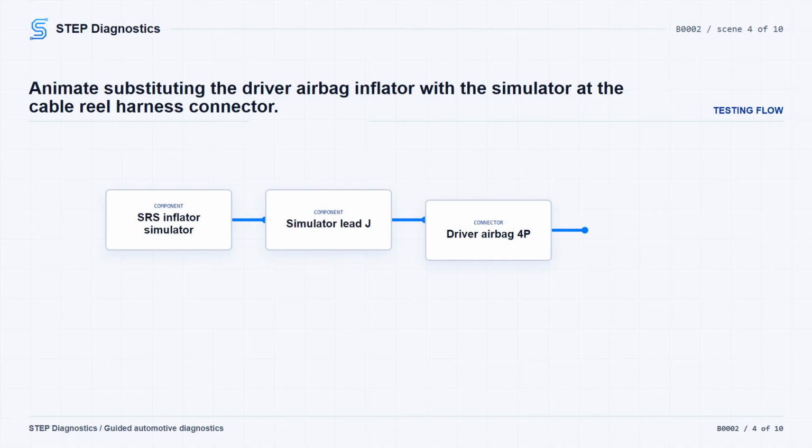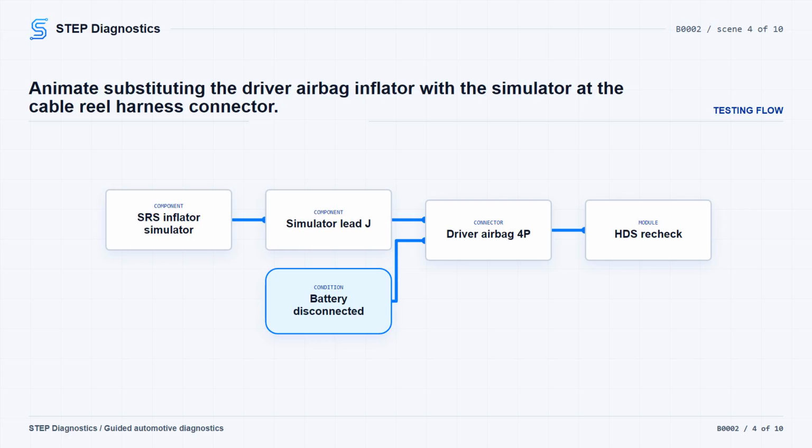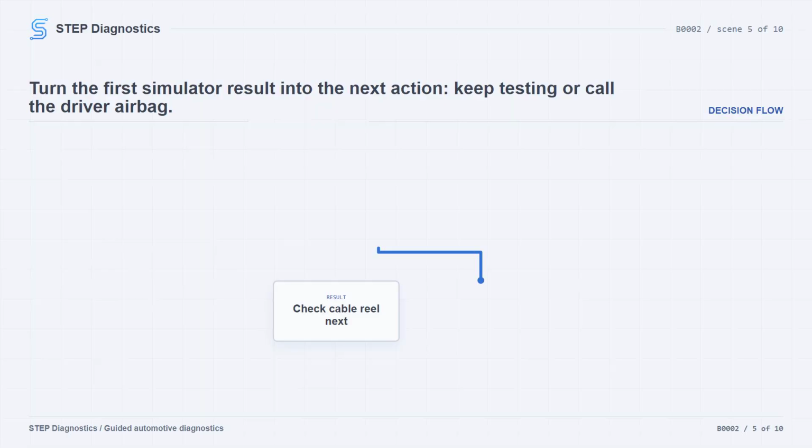Next, isolate the driver's airbag inflator from the rest of the circuit. Turn the ignition switch to LOCK (0), disconnect the negative battery cable, and wait at least 3 minutes. Remove the steering wheel access panel and disconnect the driver's airbag inflator 4P connector on the cable reel harness. Connect SRS simulator lead J to the SRS inflator simulator using the 2 omega connectors. Then connect lead J to the driver's airbag inflator 4P connector on the cable reel harness.